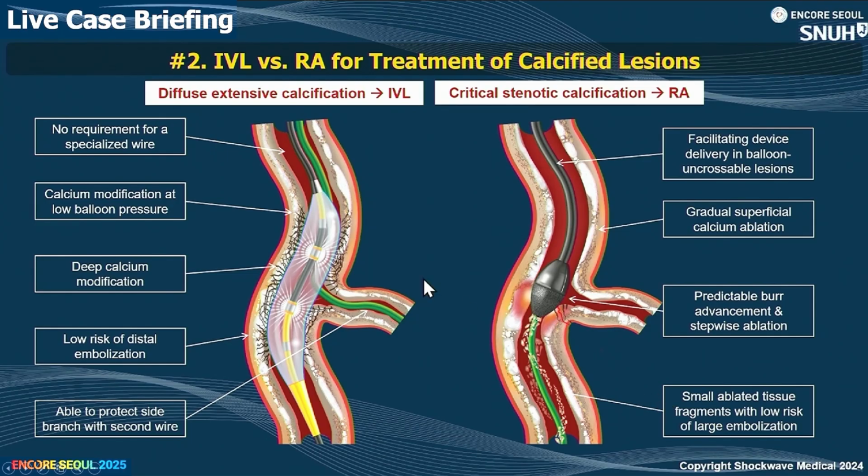On the left side, there are many merits for IVL. First, no requirement for a specialized wire. Second, calcium modification at low balloon pressure. Third, deep calcium modification. Fourth, low risk of distal embolization. And finally, able to protect the side branch with a second wire.